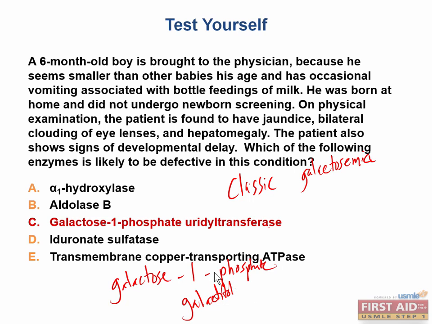So these will accumulate in the organs, causing damage. Notice how the question said that vomiting occurred primarily after feedings. Milk has lactose, which is a disaccharide that gets broken down into both galactose and glucose. Therefore, the treatment for this little tyke is a lactose and a galactose-free diet. So remember that we're missing an enzyme, so we're able to phosphorylate our galactose, but we're not able to further break it down. So we have all this phosphorylated galactose that gets trapped inside of cells.